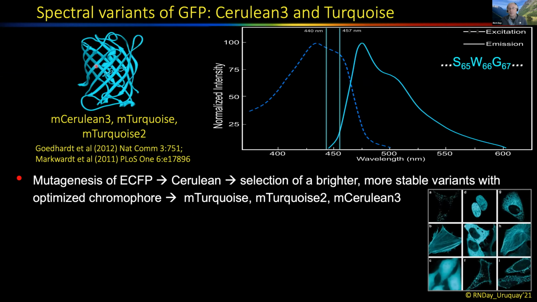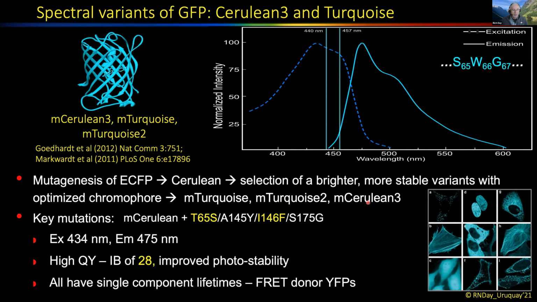The cyan fluorescent proteins that came out of the early mutagenesis screens have been extremely useful for FRET. And so the original eCFP had a number of problems associated with it. So Dave Piston's group did mutagenesis to generate Cerulean, and then a number of other groups have taken Cerulean and gone on to do mutagenesis screens to generate Turquoise, Turquoise-2, and Cerulean-3. Each of these is a very bright cyan fluorescent protein, so intrinsic brightness in the blue range of 28 is a bright blue fluorescent protein. The mutagenesis improved the photostability.